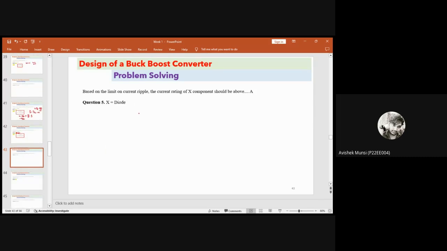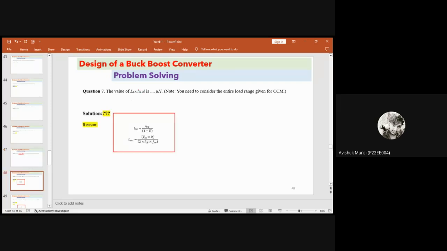Next question is the ripple current across the diode. See, the ripple current will remain the same in the case of the diode and in the case of the inductor. So the next question is, what will be the value of the critical inductance? I didn't derive the critical inductance of buck-boost. You can derive it by yourself. I'm giving a hint that you can use this formula.